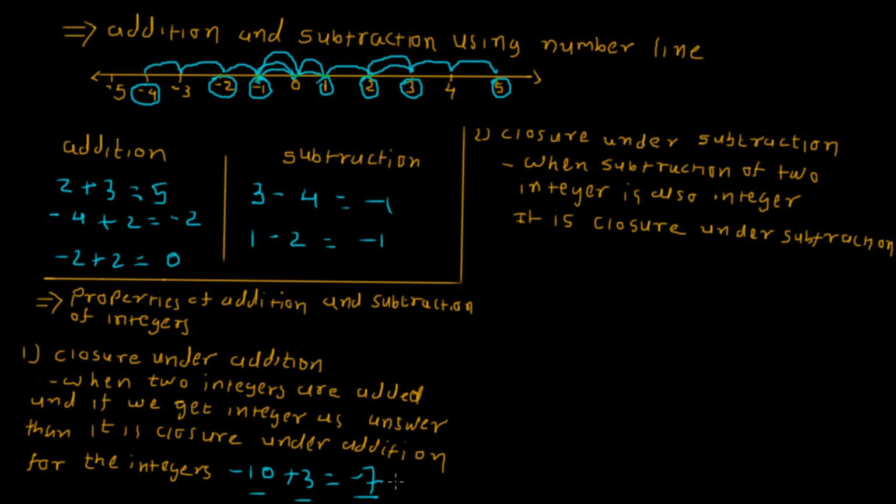Okay, the next property we have is closure under subtraction. Same as addition, guys, where we added two integers, now we have to see for subtraction. So we are going to subtract two integers, and if we get an integer as an answer, then this property is closure under subtraction for the integers. Okay guys, so let's do this with an example.